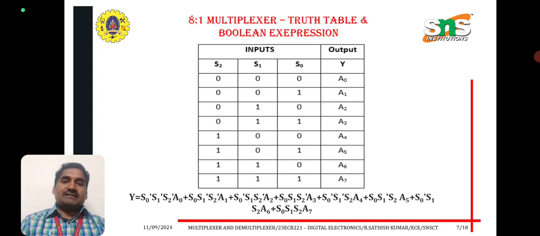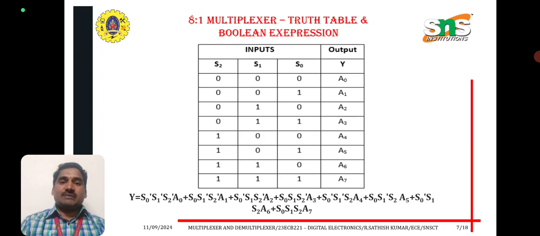Y equals S0 bar S1 bar S2 bar A0. Next one is S0 S1 bar S2 bar A1. Next S0 bar S1 S2 bar A2. S0 S1 S2 bar A3. S0 bar S1 bar S2 A4. S0 S1 bar S2 A5. Next is A6: S0 bar S1 S2 A6. S0 S1 S2 A7.